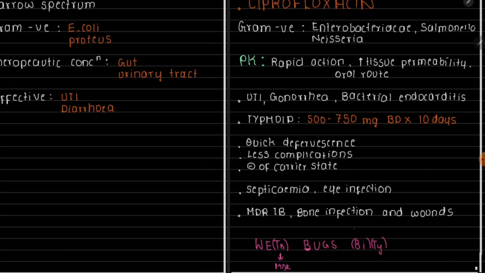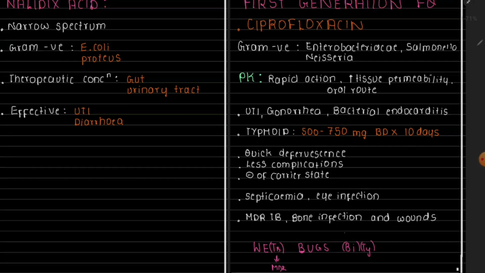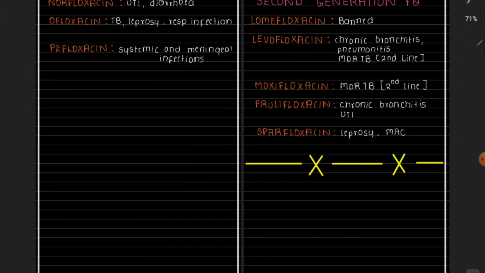Ciprofloxacin is a very effective drug in case of enteric fever because it produces quick defervescence, which means that it quickly brings down the fever of the person, and it has fewer complications or side effects, and it can eliminate the carrier state that occurs in enteric fever. The dosage is also important, so we give 500 to 750 mg of the drug twice a day for 10 days. Okay. Now, norfloxacin is given in cases of UTI and diarrhea.